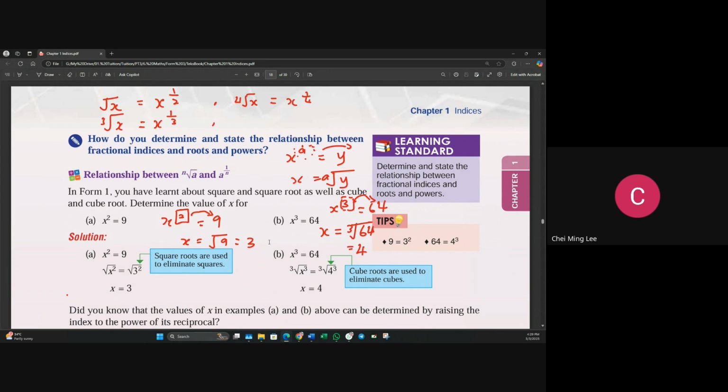So for this one, x power of 3 is equal to 64, like I showed you. So we move the power of 3 from left to right, and it becomes cube root. Cube root of x power of 3, we move to the right hand side, it becomes like this. So it equals 4.